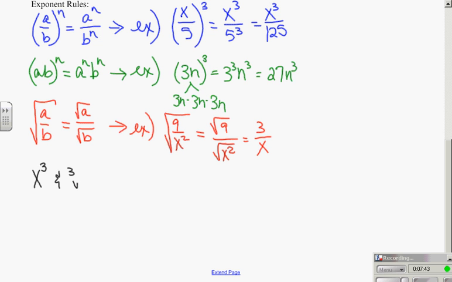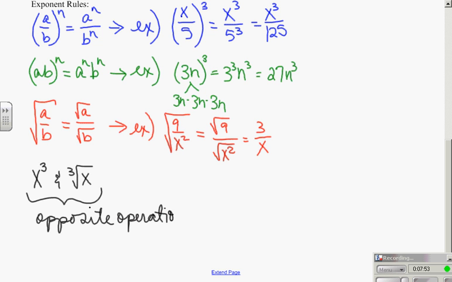The last point about exponents that I want to make is that x cubed and the cube root of x are opposite operations. If I give you k cubed and you want to know what k is, you have to take the cube root of that. There are buttons for this on your calculator.